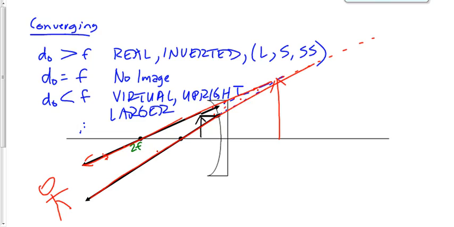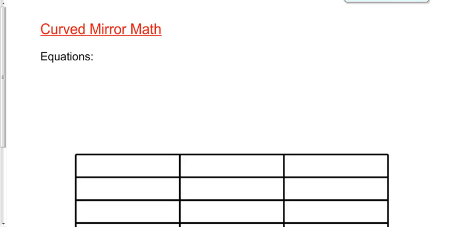So I want you to be able to draw the ray diagrams. But if you remember these patterns, it sometimes saves you the bother of drawing a ray diagram. Sometimes it's helpful to do the diagram, but sometimes we can just think back to the little summary we did up here, and save ourselves the time of drawing the ray diagram. All right, let's move forward now.